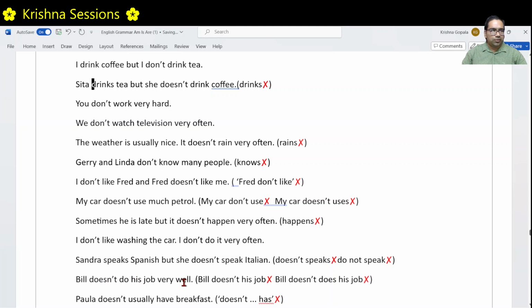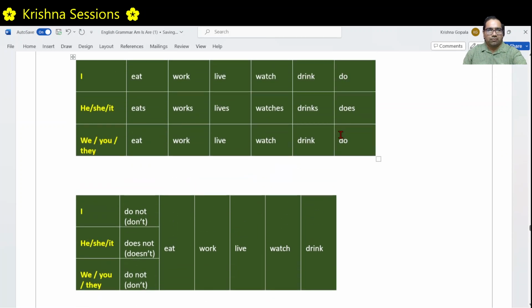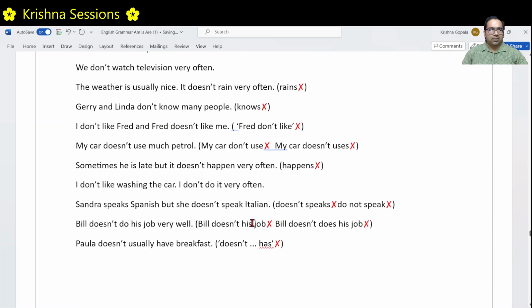Bill does not do his job very well. Does not do. It's not "does not does". Does not do. Right? Do is the original form. Does not and the original form, which is do. Bill does not do his job very well. Okay, we cannot skip this "do" also. Don't get confused. There will be two do's. Right? "Does not" is different from this "do". "Does not his job" is also wrong. "Does not does his job" is also wrong. Does not do his job.